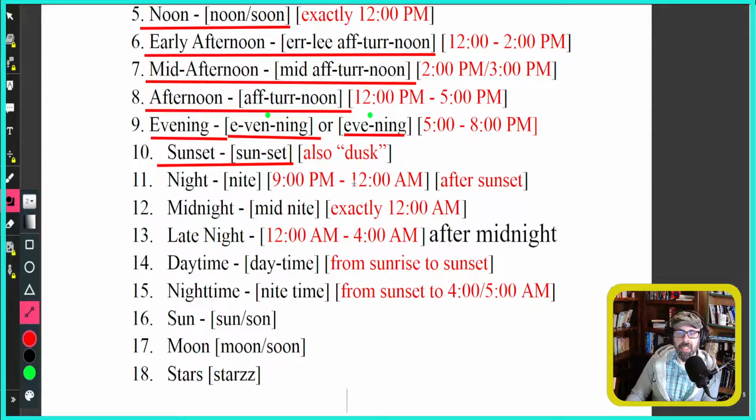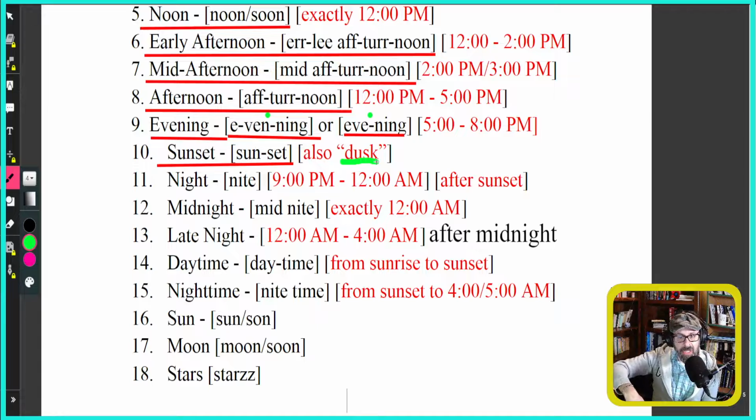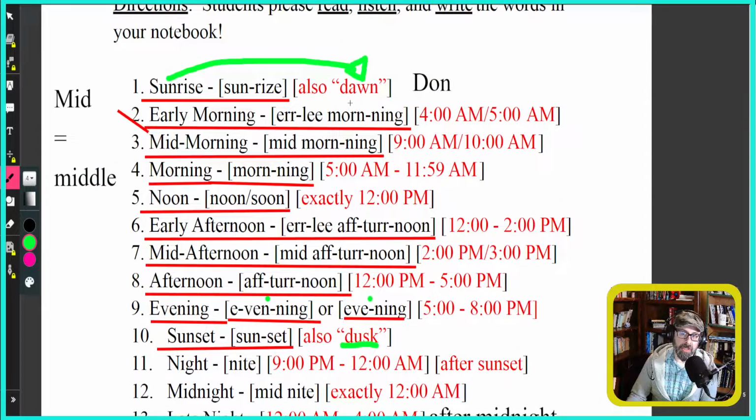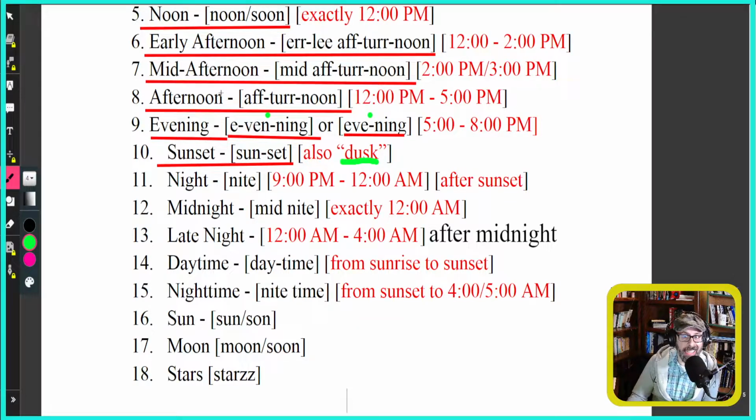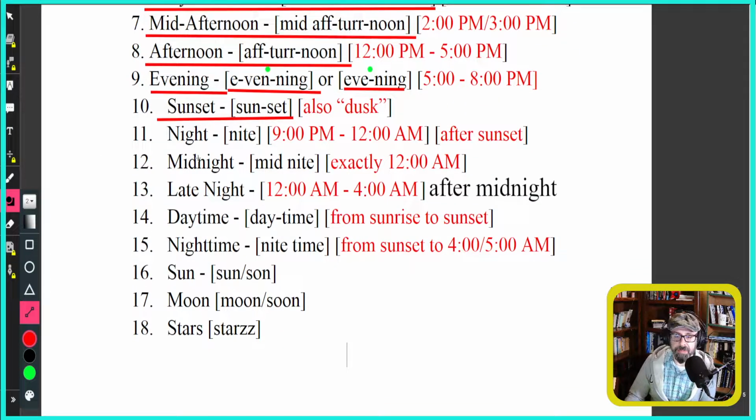Sunset. We also see an alternate word for sunset, a different word with the same meaning: dusk. The sun goes down, sunset. It gets dark. Dusk is when the sun is going down. Remember, there's also a special word for sunrise. Dawn is when the sun is coming up, first light. So sunset or dusk. Okay, number 10, sunset. 11.